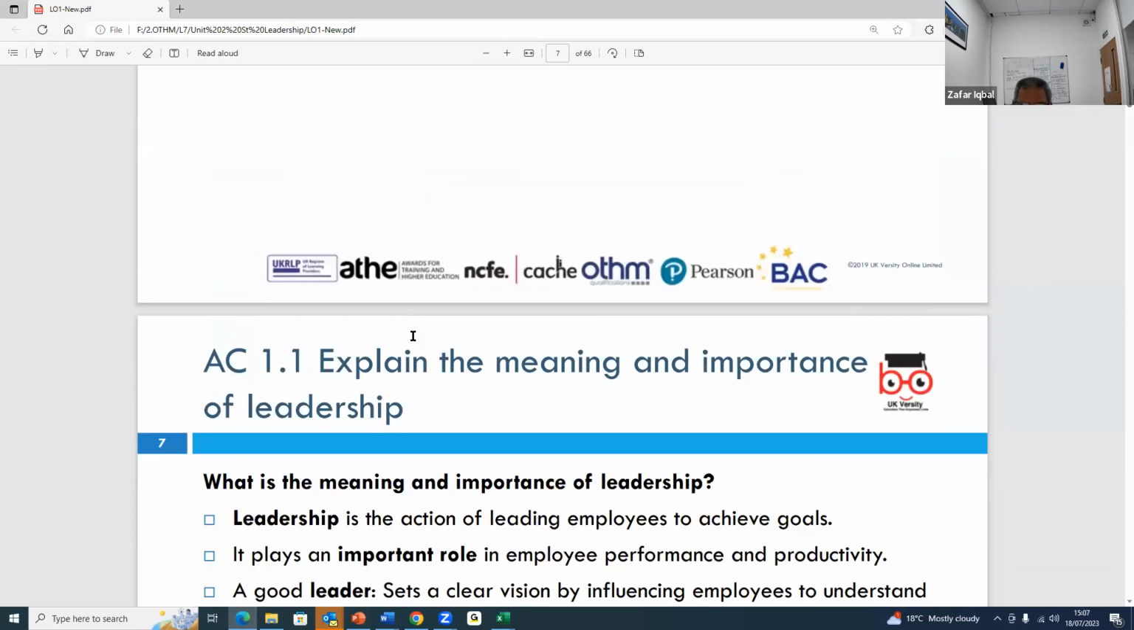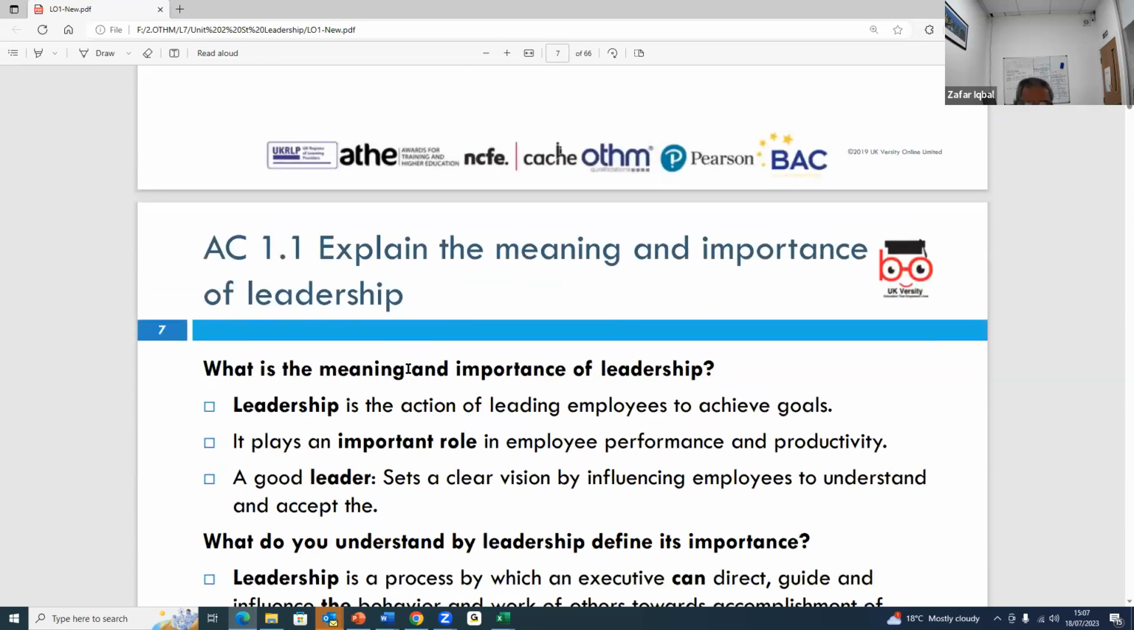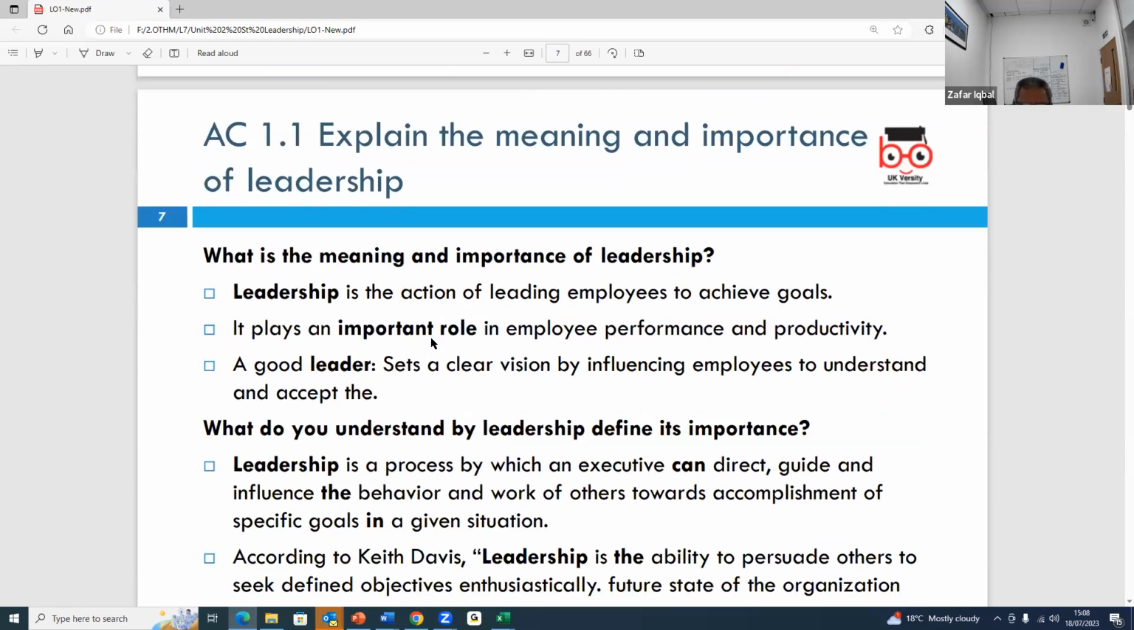So this is what we've looked at. Let's go into your assessment criteria. The first assessment criterion is 1.1, where it says: explain the meaning and importance of leadership. Okay, we need to distinguish.